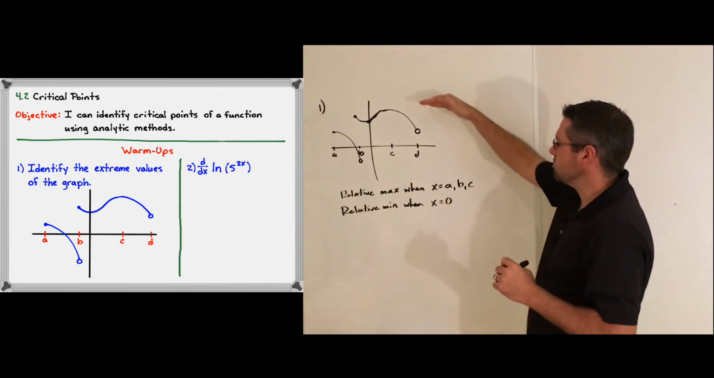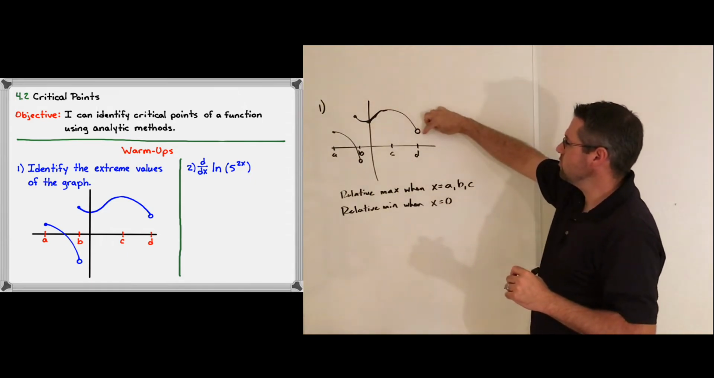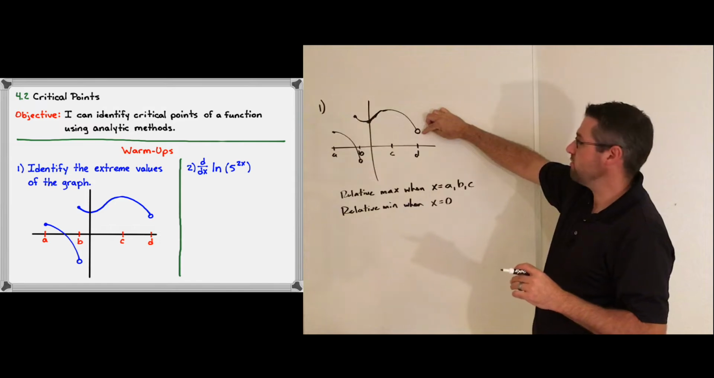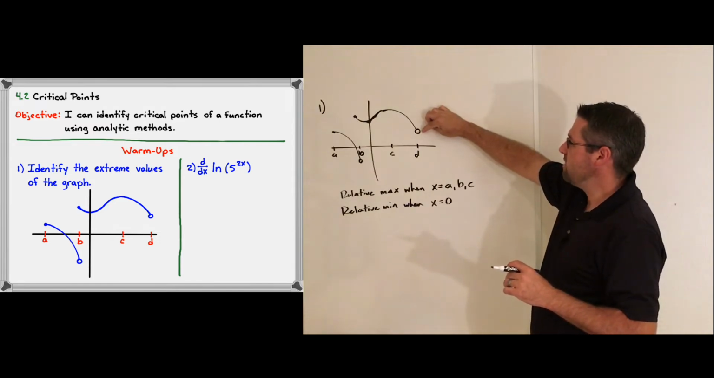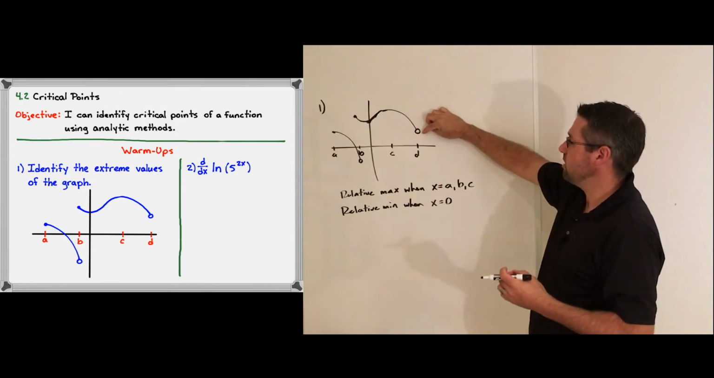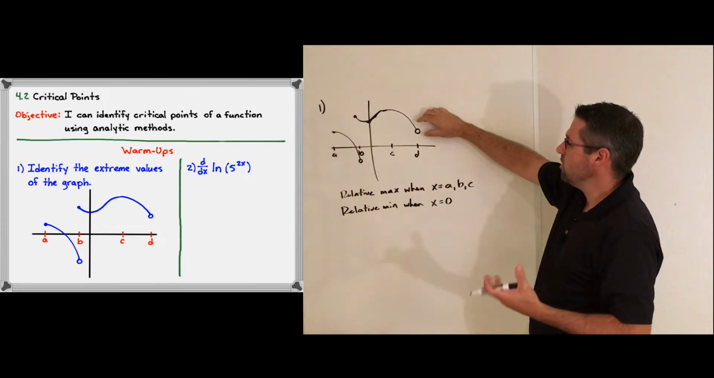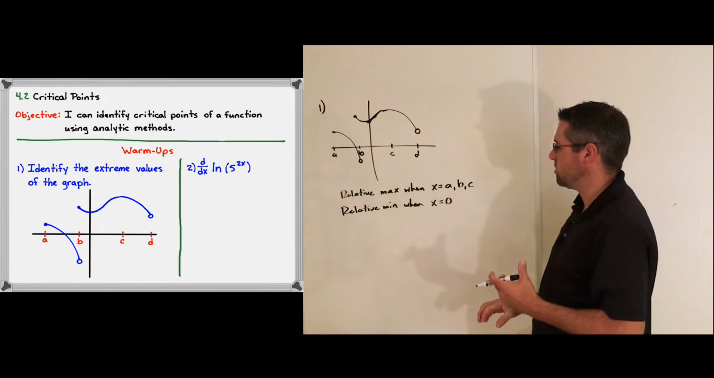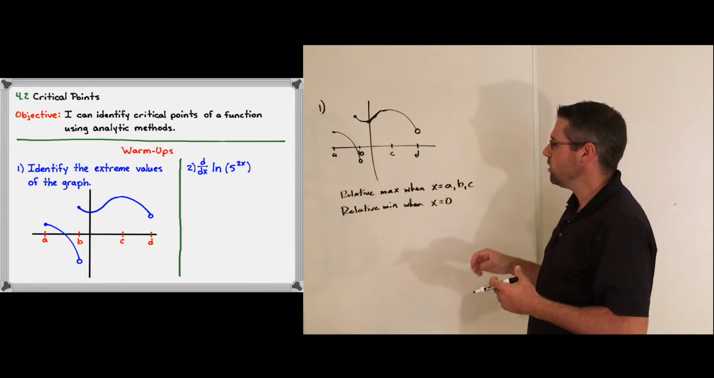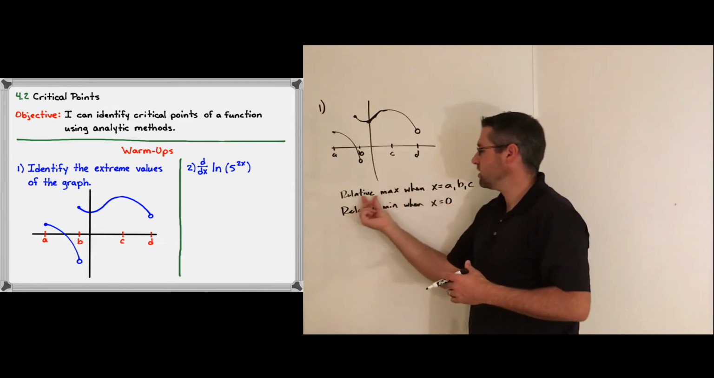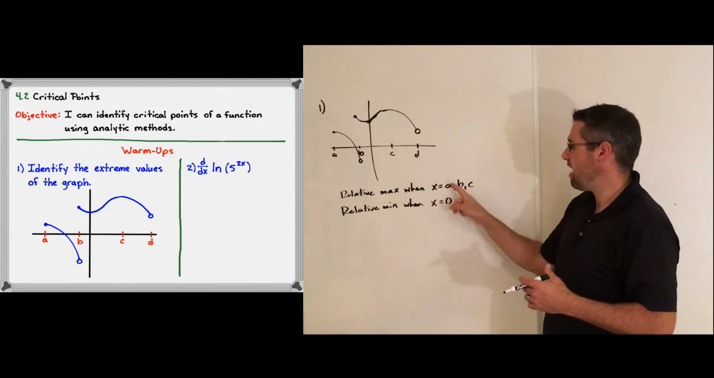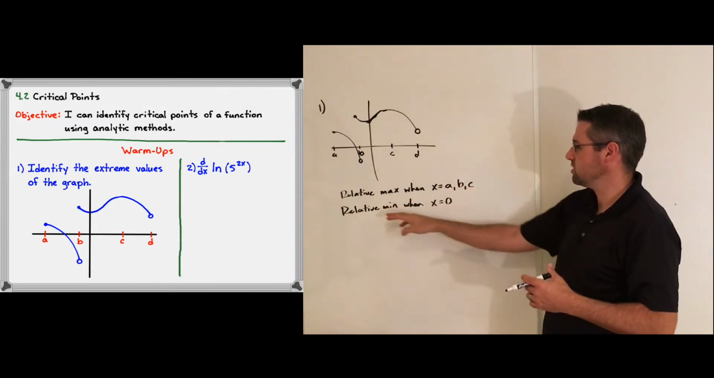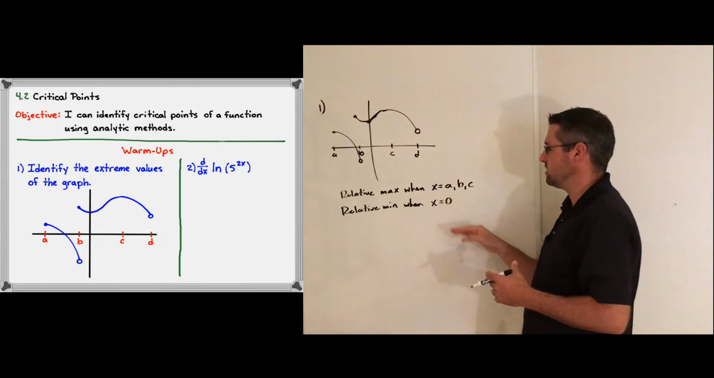Now, we could also state, if this was a closed interval here, if d was part of our domain, that this would also be a relative minimum, but because it's open, we don't have a relative minimum there. We don't have anything going on there. So those are our relative extrema, or at least that's where they occur. We could also say that the relative maximums are f of a, f of b, and f of c, and the relative minimum is f of 0.